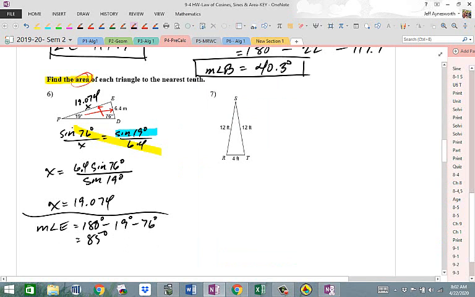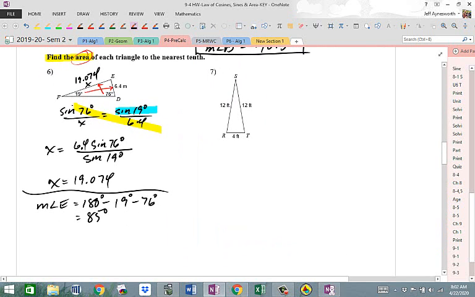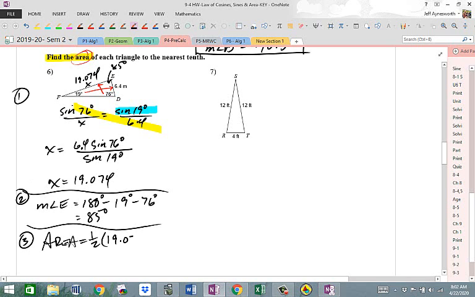And then at that point, you're ready to find the area because this angle here is 85 degrees, and now you have two sides and the included angle. So this is step 1, this is step 2, and this is step 3. So now the area is always 1/2 times the two sides, so 19.074 times the other side, 6.4, times the sine of the angle between them, which happens to be 85 degrees.